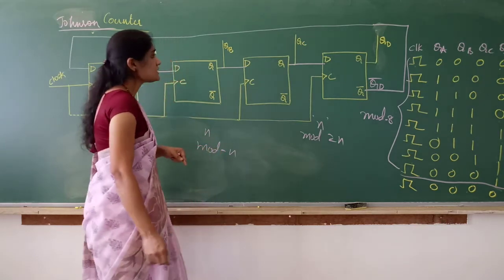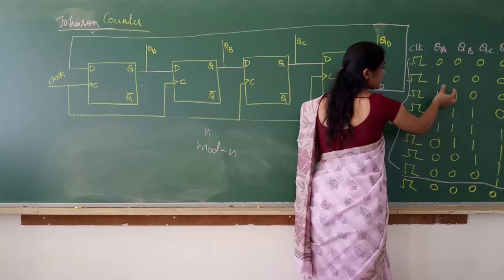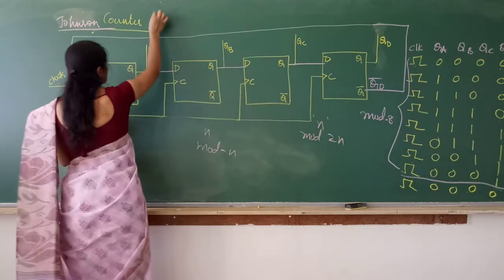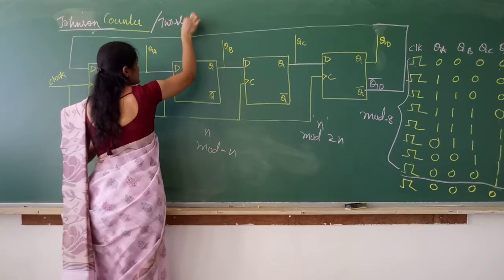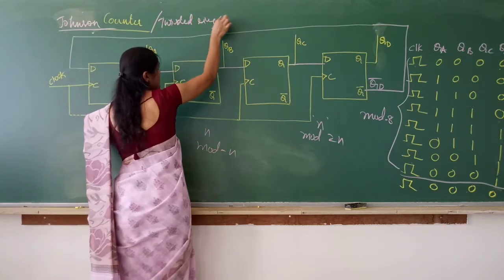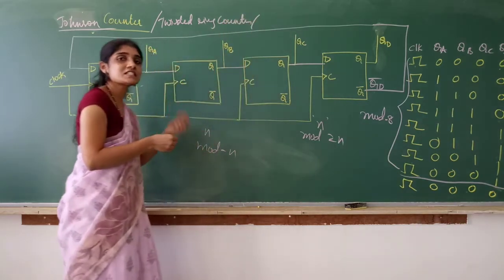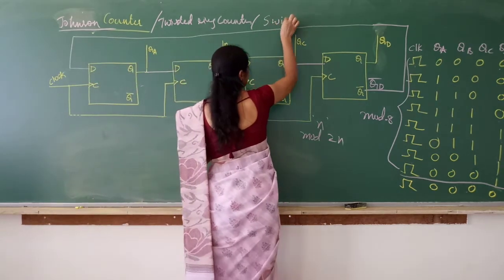Okay, so another name for Johnson counter is twisted ring counter. Twisted ring counter. In the exam, they can ask you to explain Johnson counter or twisted ring counter or sometimes switch tail counter.